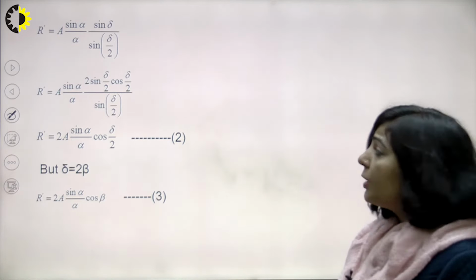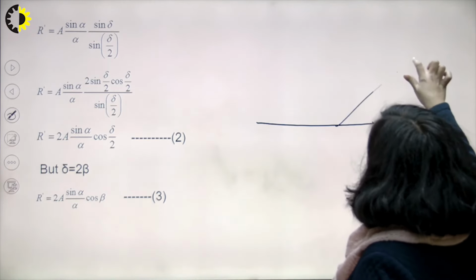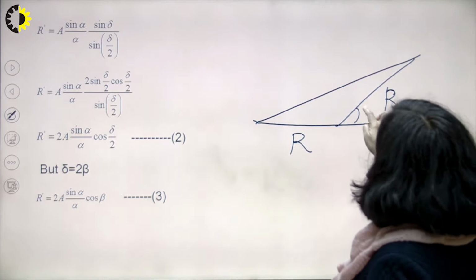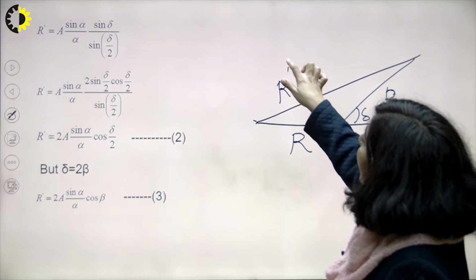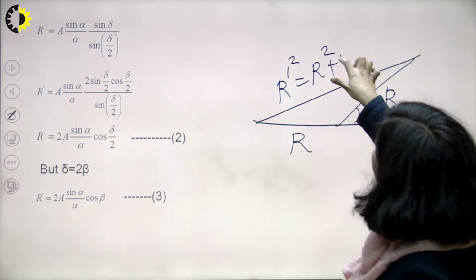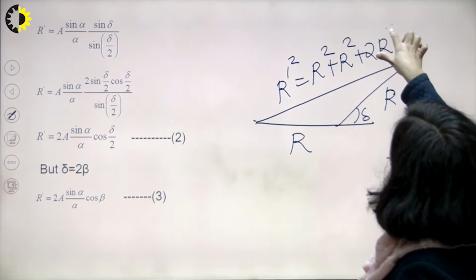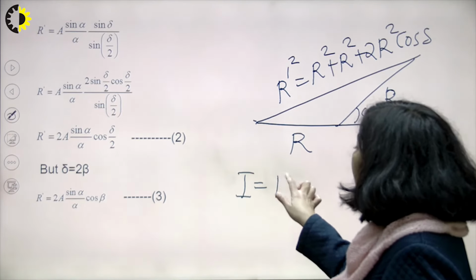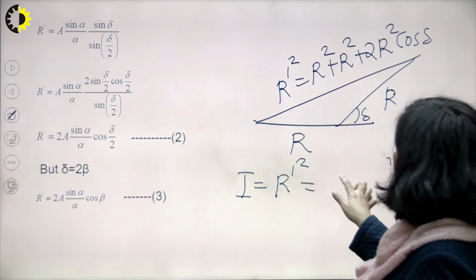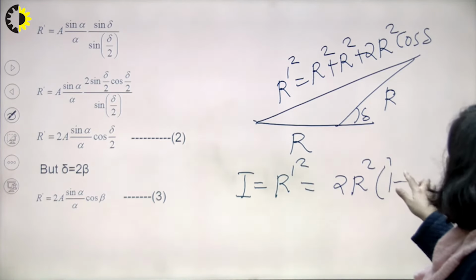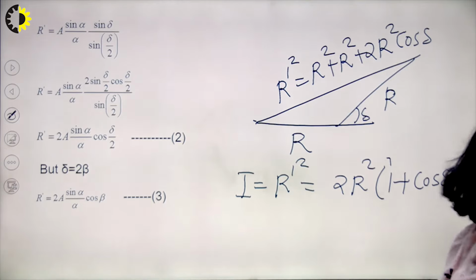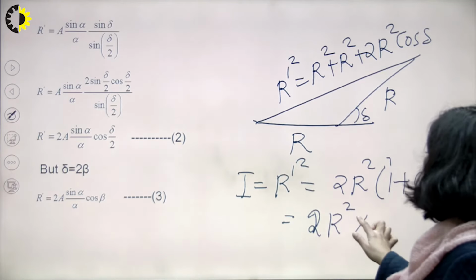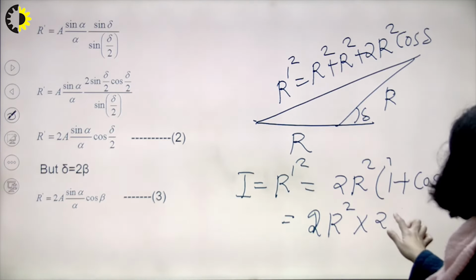And in simple words, using that triangle, you can also see this, that you are having these two light rays of equal amplitude, and delta is the phase difference. So the resultant will be R dash square, which will be equal to R square plus R square plus 2R square cos delta, right? If you simplify it, then this R dash square is going to represent the intensity, which is equal to 2R square, which is common, into 1 plus cos delta, right? And you know, 1 plus cos delta can be written as twice of cos square delta by 2.